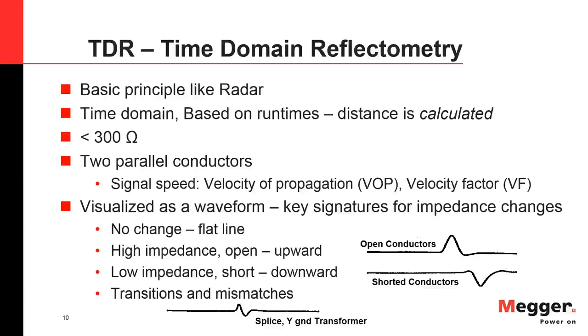And then you see a kind of sideways S shape, a typical indication on a trace for a splice. In URD loops, Y grounded single phase transformers have the same signature as a splice, just more pronounced because the impedance change between the two conductors is larger than just on the splice.